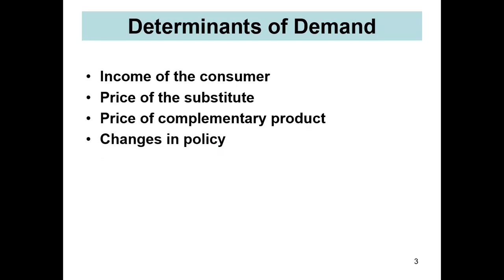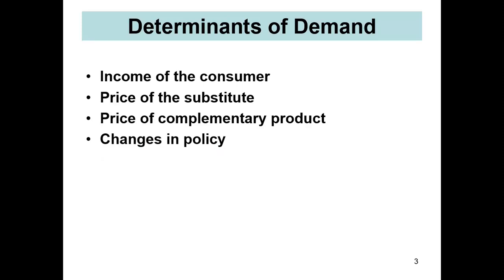Obviously, if you increase your income, one can buy more goods. Rich consumers usually demand more goods than poor consumers. Demand for luxuries and expensive goods is related to income. If you have an income, you are in a position to buy the products. So the next one is the price of substitutes.